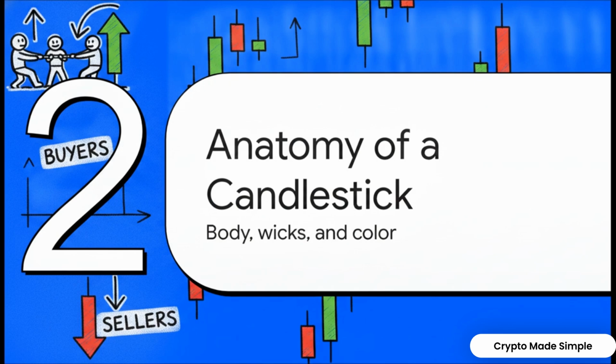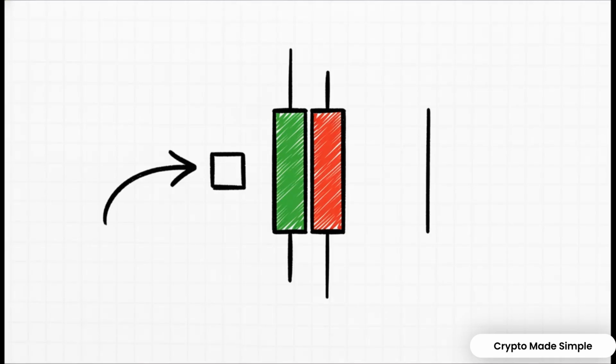Part 2. Anatomy of a candlestick. Breaking down the shape. It really helps to think of a candlestick as a dramatic tug-of-war between buyers and sellers. First, notice the thick rectangular part. We call that the body. This shows the main battleground, the distance between the opening and closing prices. A long body? That means strong pressure from one side. A tiny body? That suggests total indecision.